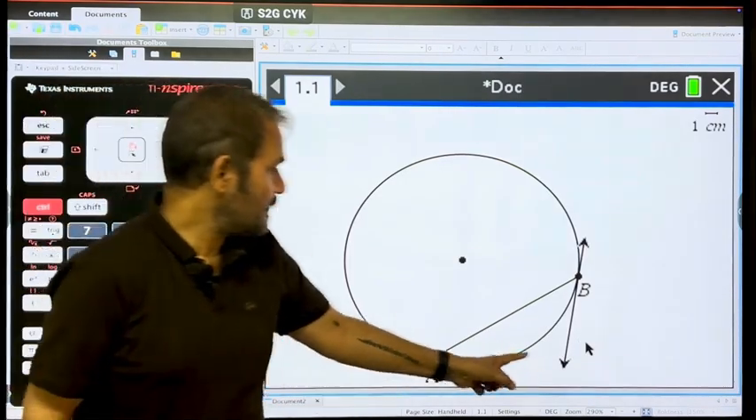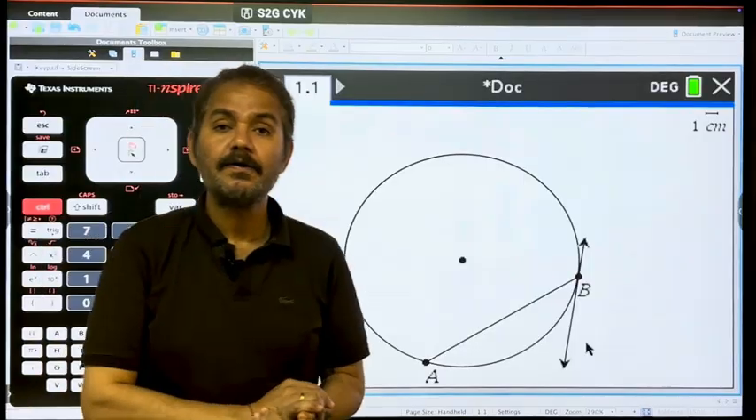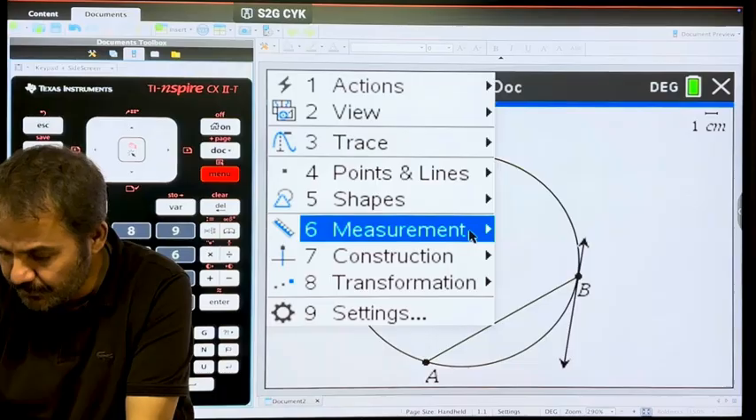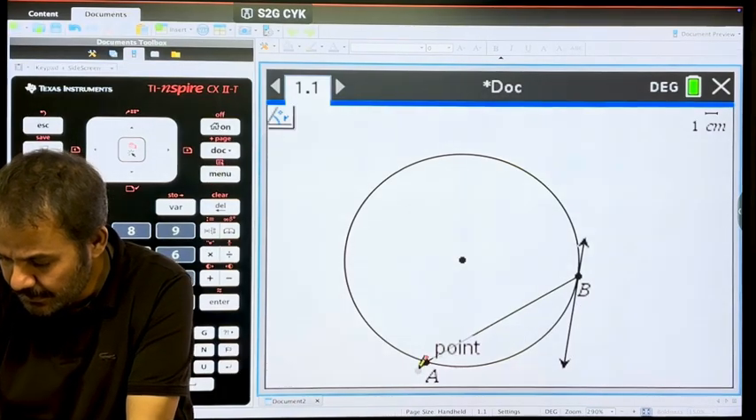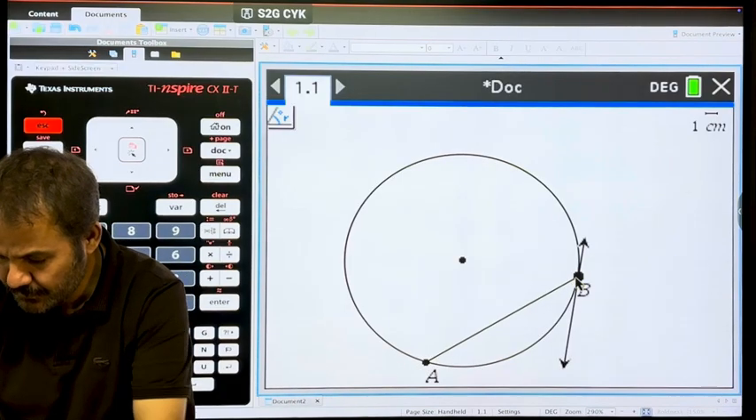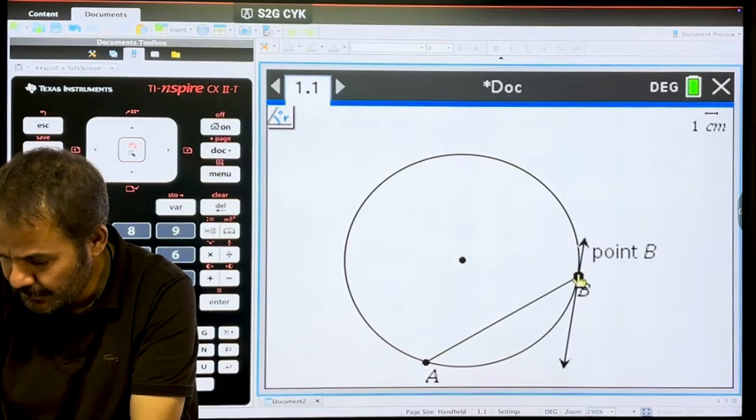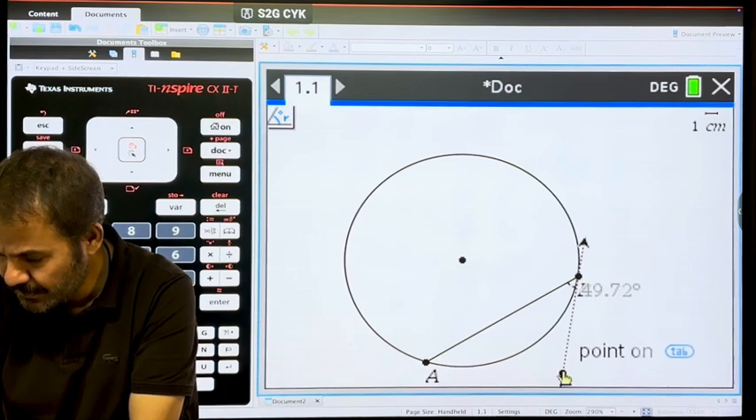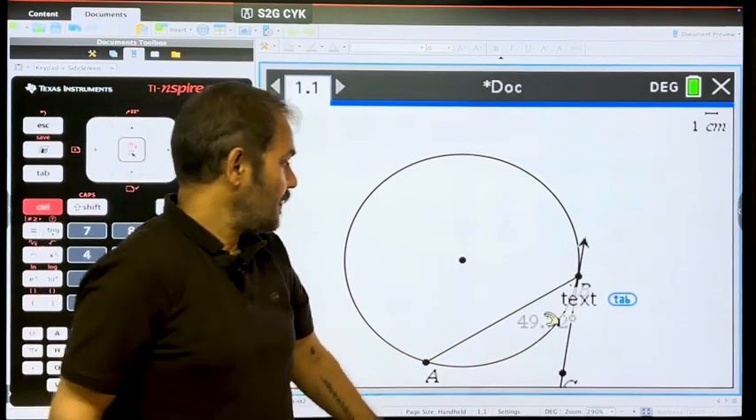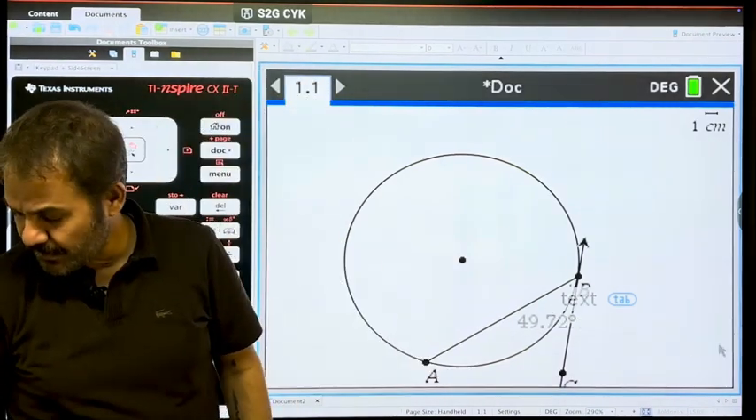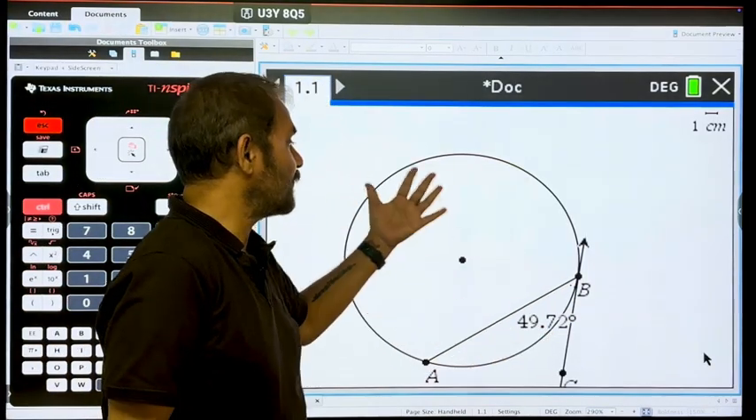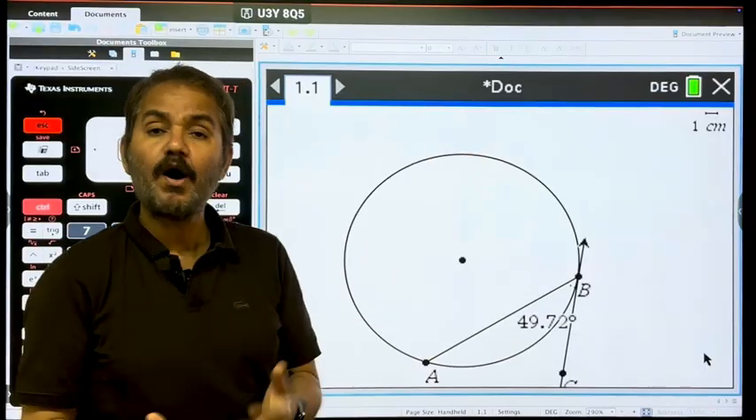Now I see that the tangent is making some angle with the chord. So let's measure what this angle is. If you go to measurement, angle, and from here, point B and tangent. So this angle is 49.72 degree. Now you see the angle is made out here in this segment. So what is your alternate segment now? The opposite segment. So this bigger segment will be your opposite segment.